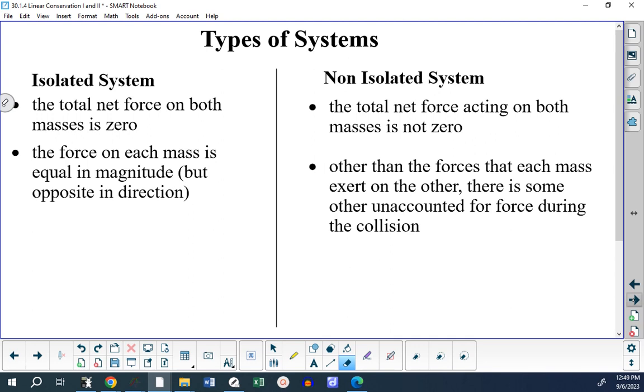I don't like this, but on a diploma exam, they will almost always equate these other forces with friction. And there's a problem with that. I don't want to walk down that road right now. But usually you see, during the collision, there are no outside forces of friction. Oh, okay. No outside forces of friction, isolated system. During the collision, there is a significant outside force of friction, non-isolated.